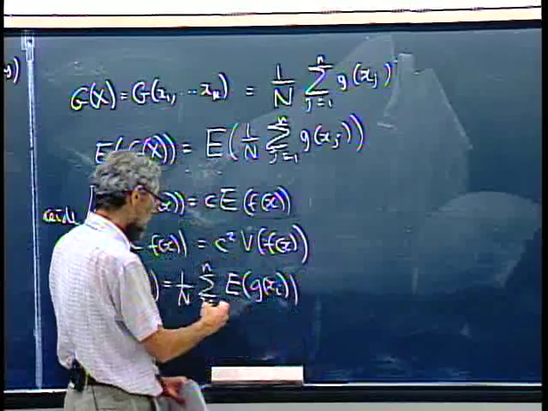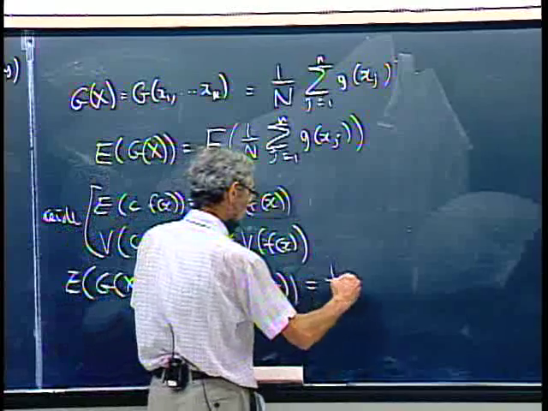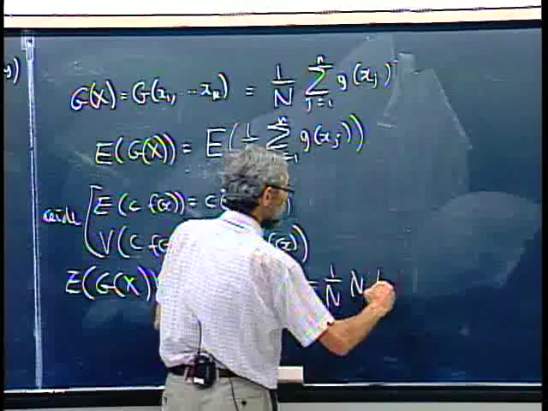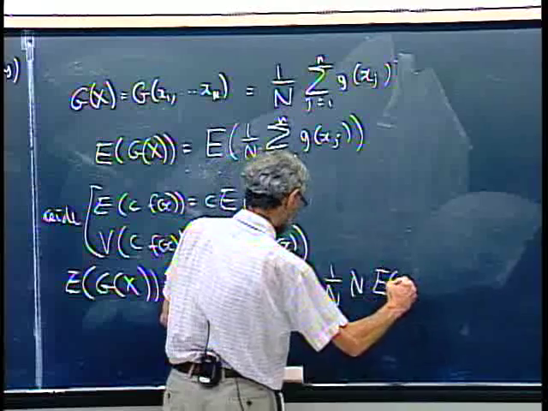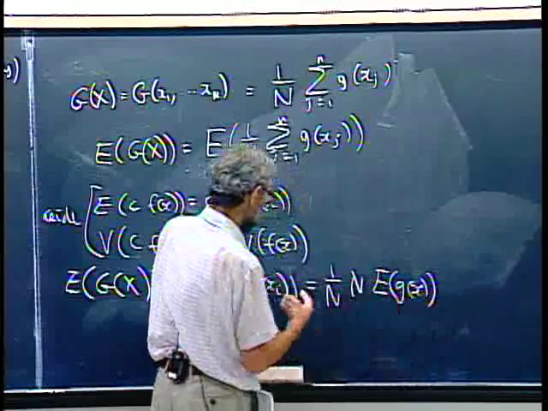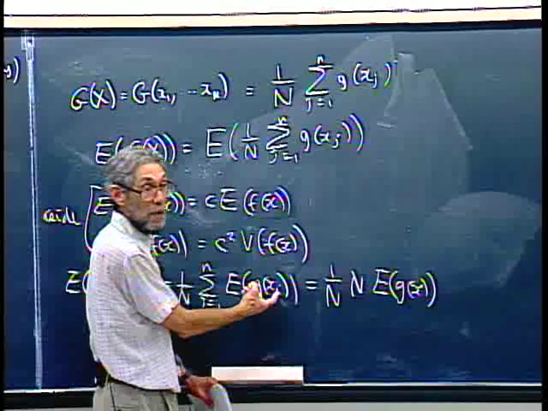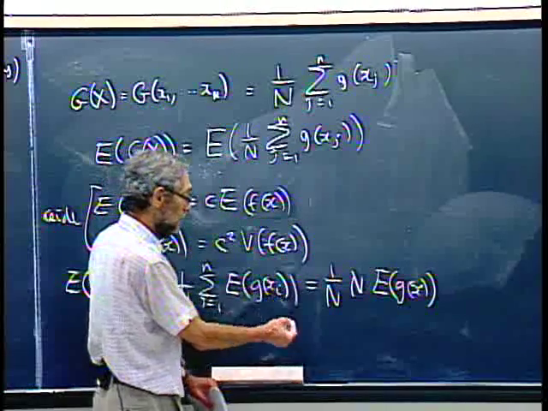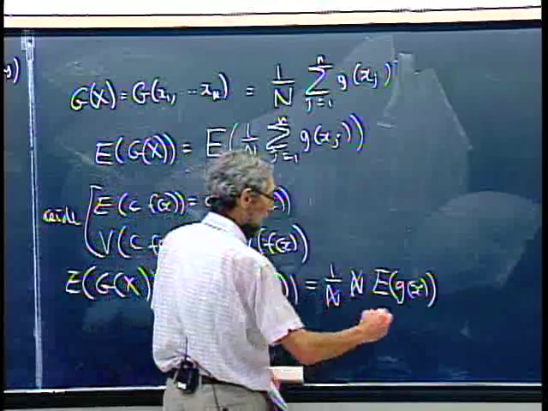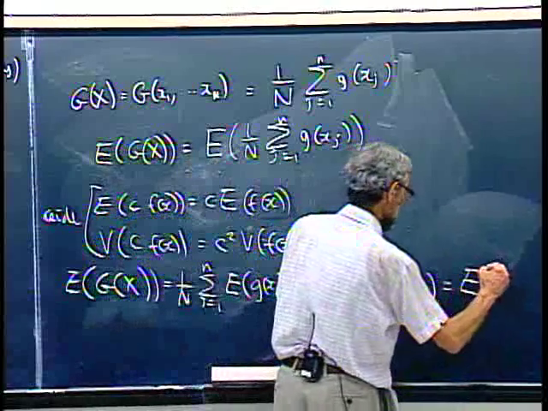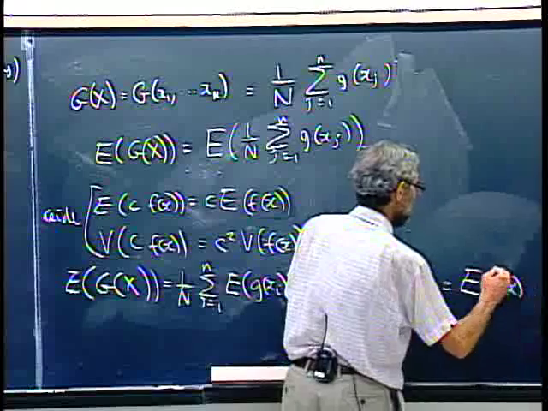Right? Now, this sum is really just n times the expected value of g of x, right? Because these are just names for the different trials, and the experiment is really the same each time. So this n cancels that n, and the answer is the expectation of g of x.